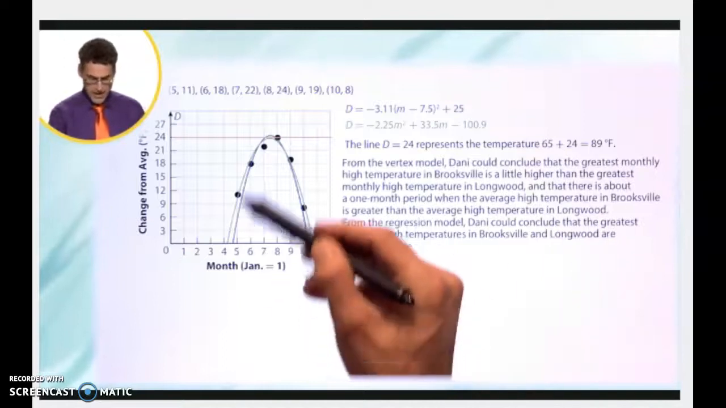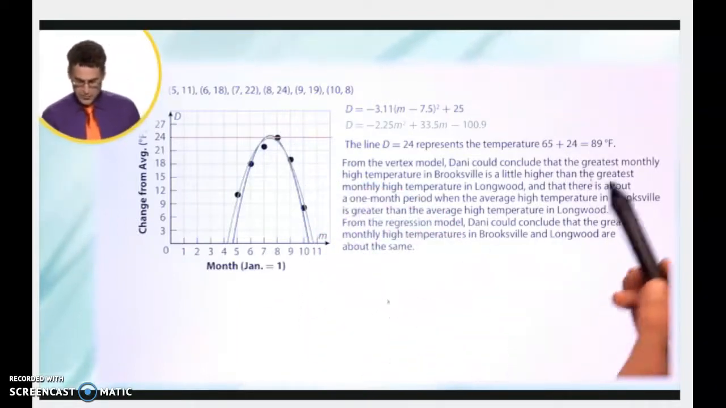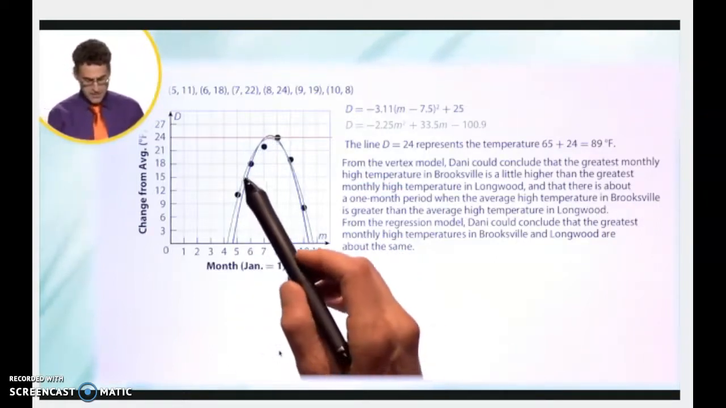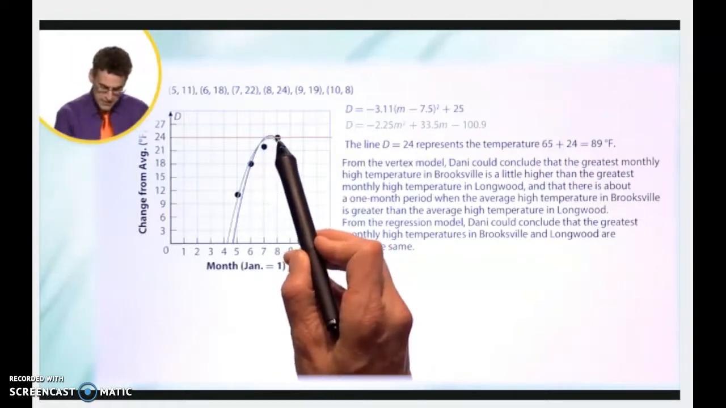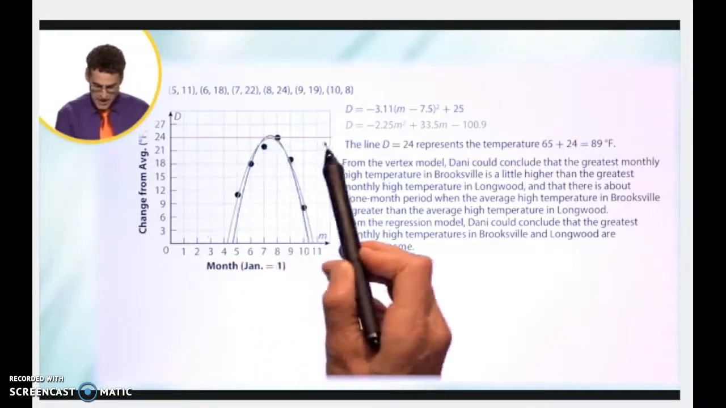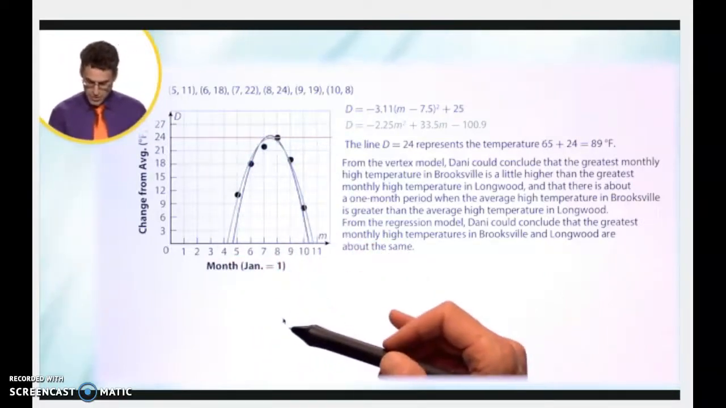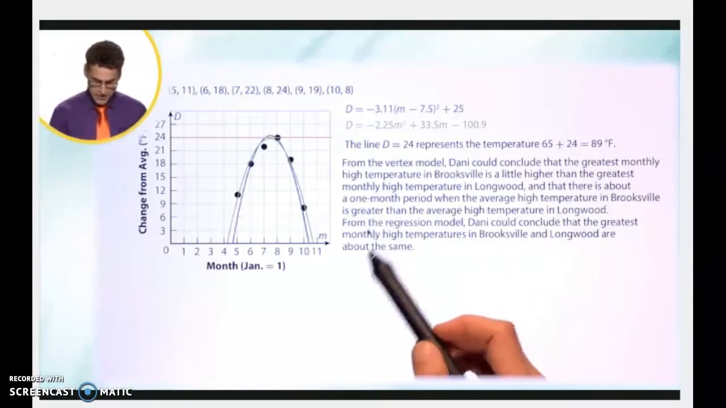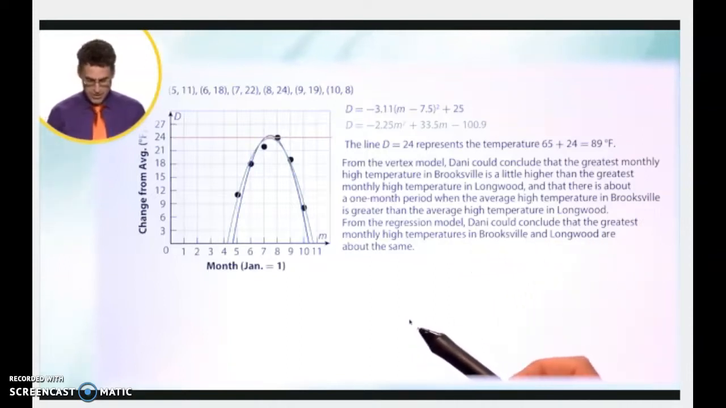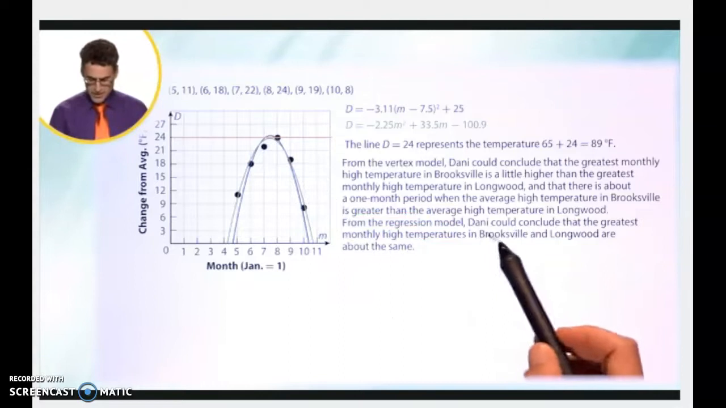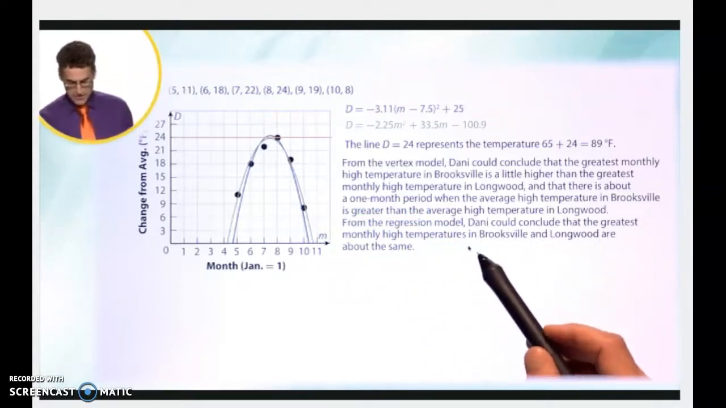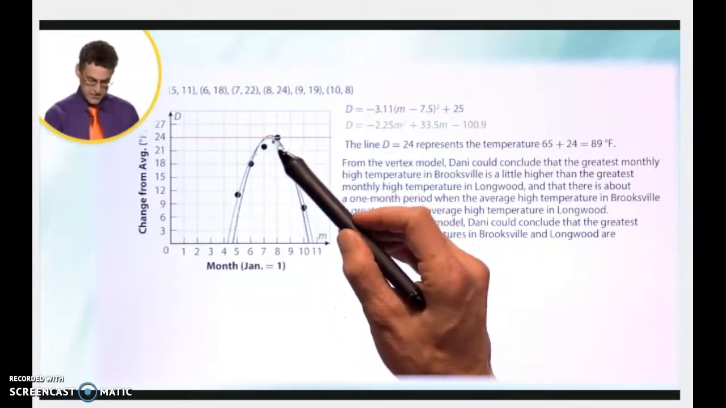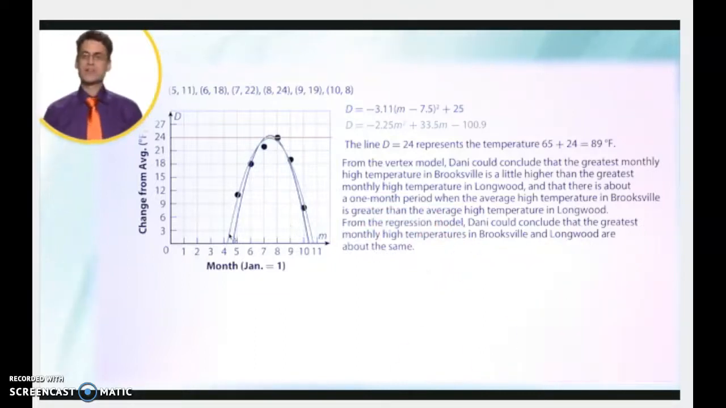So here's what I might conclude. From the Vertex model, that's the green one, we could conclude that the greatest monthly high temperature in Brooksville is a little higher than the greatest monthly temperature in Longwood. And you can see that because it's above the 89, which was the high in Longwood. And there's about a 1 month period where the average high temperature in Brooksville is greater than the average high temperature in Longwood. Now, if we use the regression, the green one, we see that the greatest monthly high temperatures in Brooksville and Longwood are about the same, because it just comes up and grazes, just kind of tangent to it, we say in the business.